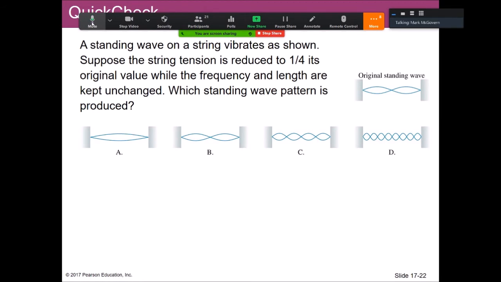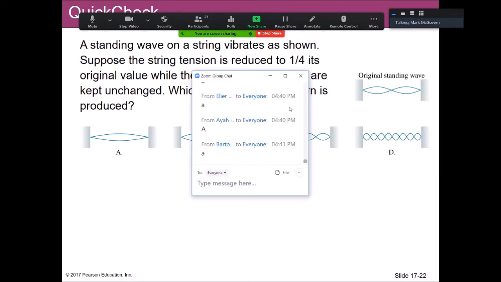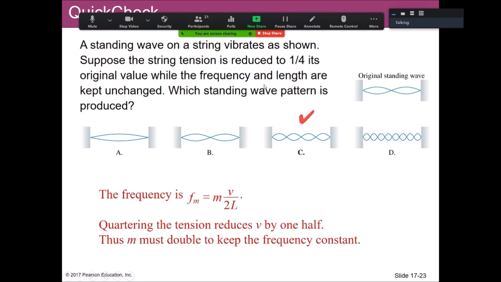All right, so what we got here? We got tension is reduced to 1/4. That means the speed goes down by a half. The frequency and length are unchanged. So if the speed goes down by a half, excuse me, that means the frequencies, you're going to be increasing those. All right. A lot of people saying A, but it is C.